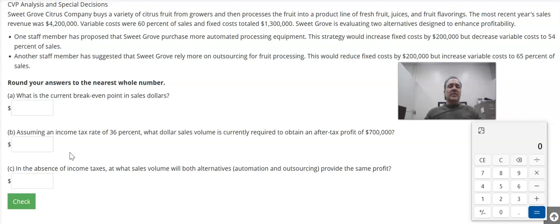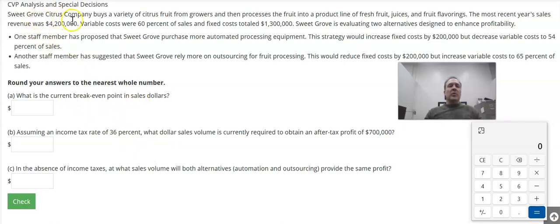And requirement C says, in the absence of income taxes, at what sales volume will both alternatives provide the same profit? And we haven't discussed the alternatives yet, but they have them right here. So one of the alternatives is going to be automation and the other is outsourcing. The good news is we can answer a good portion of this question without having to get into those two alternatives. So let's see what we've got here. They want to know the current break-even point in sales dollars.